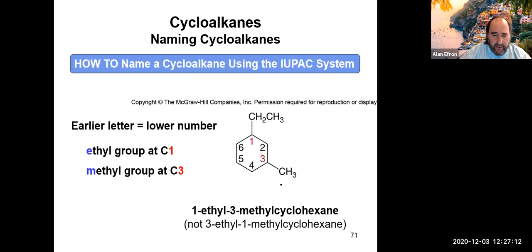And this is what we were just doing a second ago, I believe. We have 1 ethyl, 3 methyl cyclohexane. Again, we wouldn't want to go 3 and 1, or the opposite way like I was numbering before, 1, 2, 3, 4, 5, or anything like that. That's going to give us the lowest set of numbers for our ethyl and our methyl in this particular case. Any questions on how to name cycloalkanes?